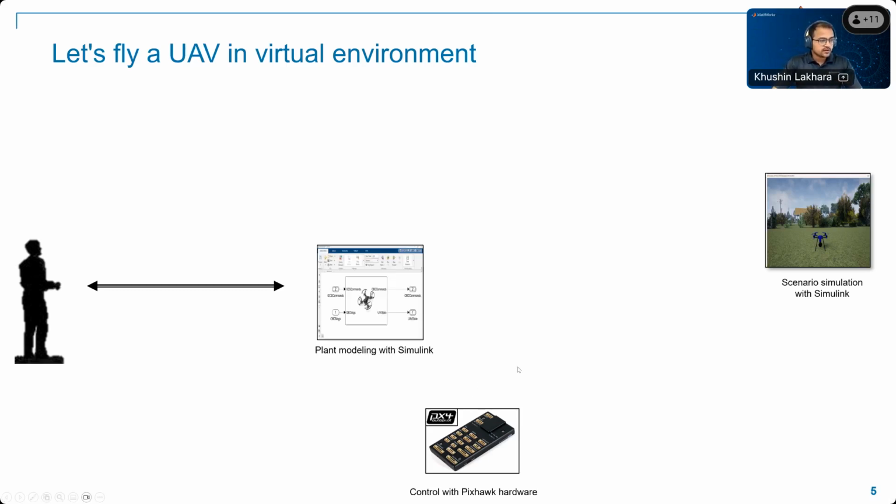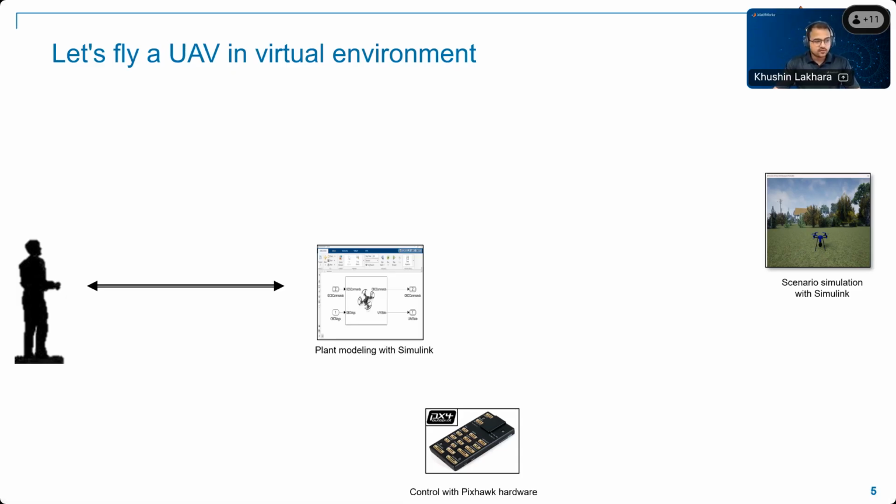So once you do the scenario simulation, the next step is replacing your own vehicle. Instead of putting in your hardware, the physical vehicle, you can replace your vehicle with plant modeling. That's what in the previous workshop we were calling the aircraft dynamics. Here, in the case of rotorcraft, it would be rotorcraft dynamics.